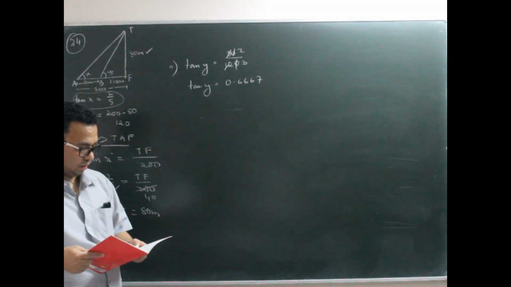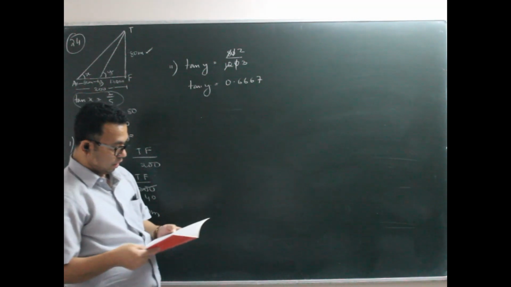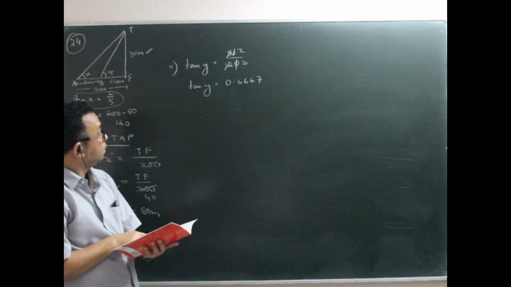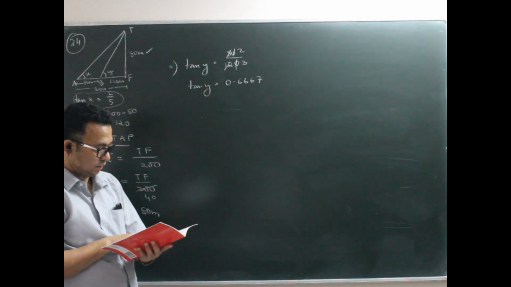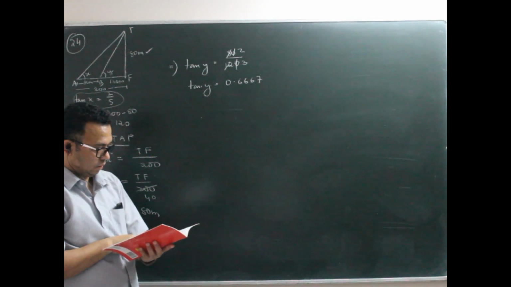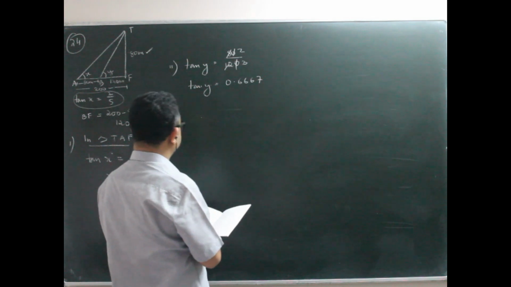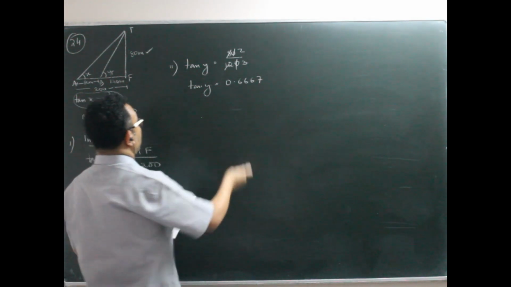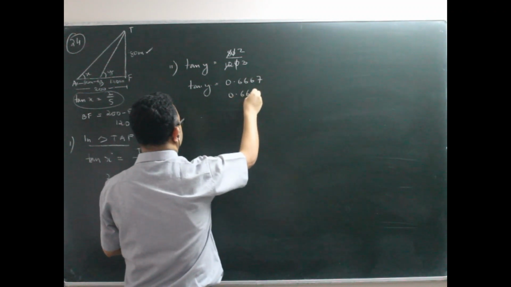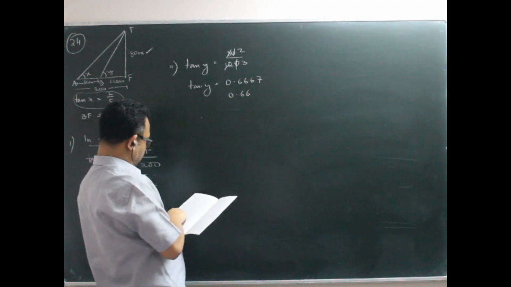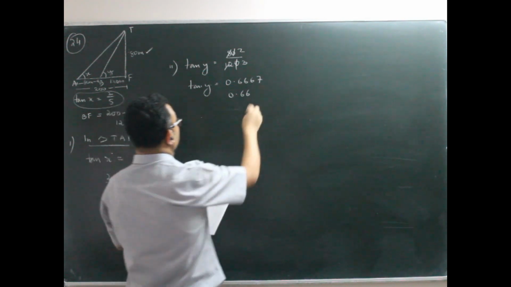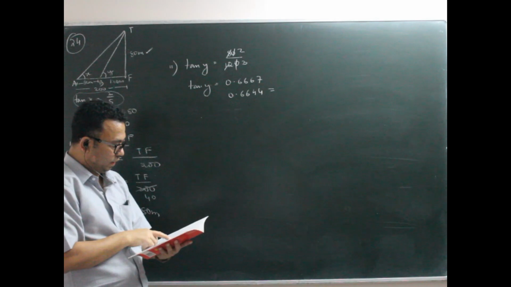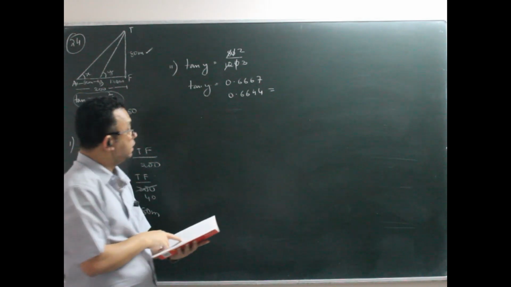Where am I? Okay, here. 0.6009 I found. I need 0.6667. Okay, 66. Okay, there it is. 0.6669 I found. And then I got 0.6644. Okay, I got 0.6644. I got this one, and this 0.6644 is 33 degree and 36 minute.